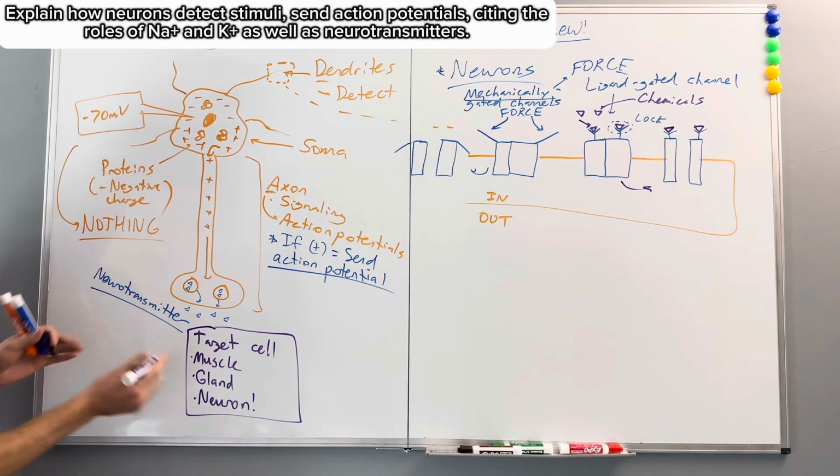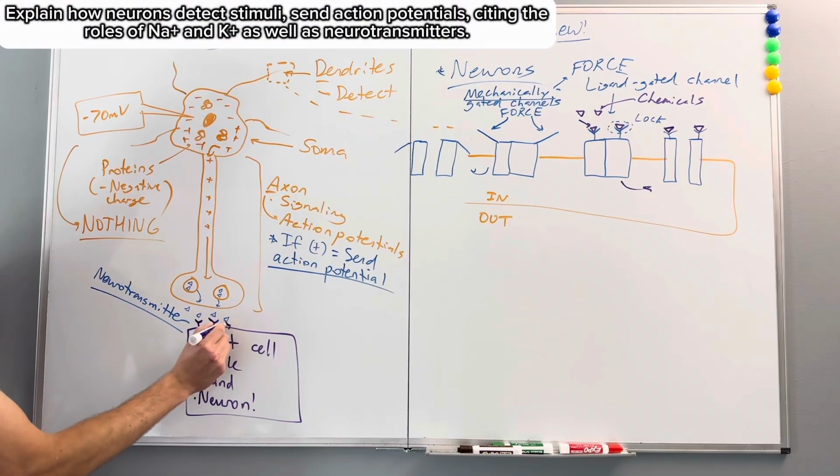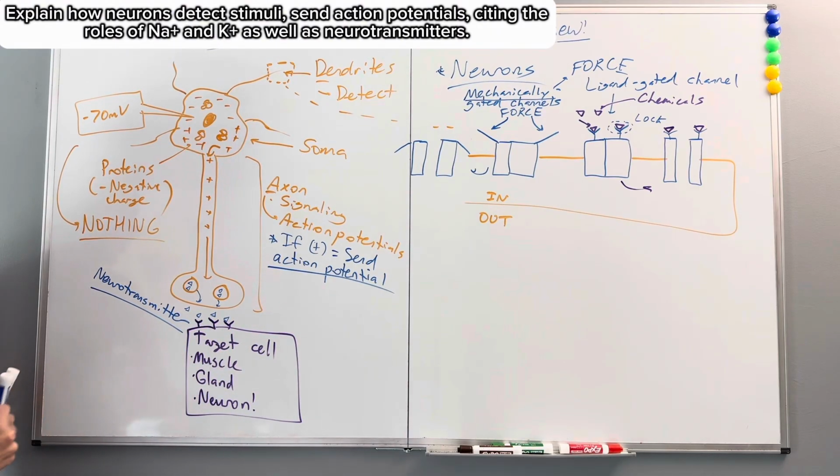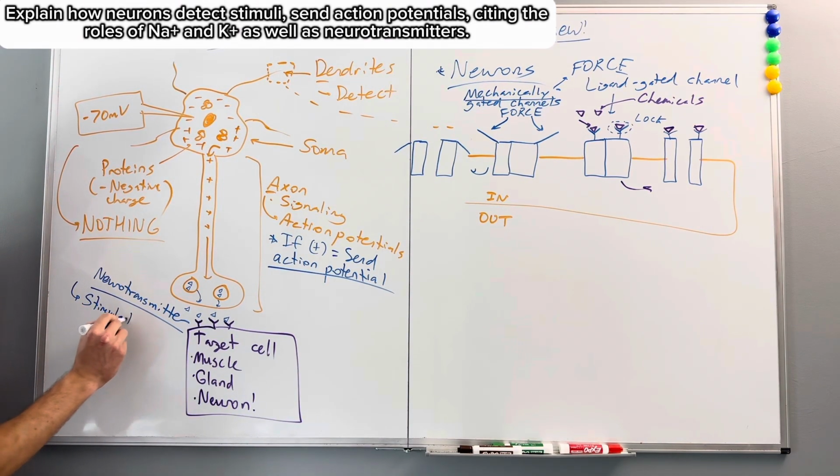But how does that work? Well, the target cell has to have receptors for it. So, target cell must have receptors for neurotransmitter in order to respond to it. Another thing with neurotransmitters, they can either stimulate the target cell.